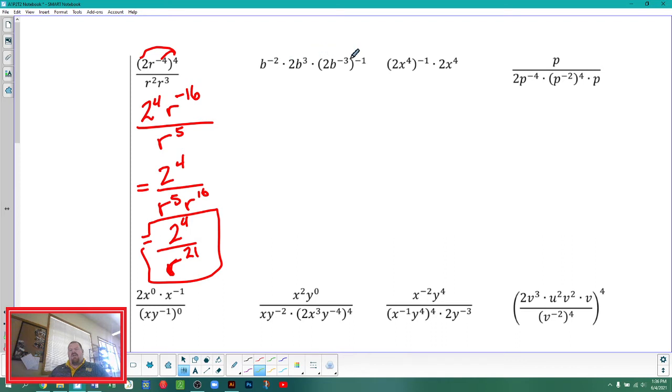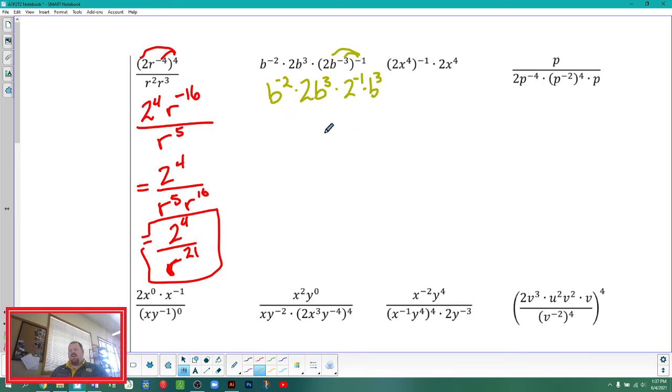This one, I'm going to do a couple things, I think, right now. I'm going to drop this whole thing. That's 2b to the negative 3 to the negative 1. No, actually, I'm going to drop that negative 1 in and do it that way. So I have b to the negative 2, 2b to the 3rd, times 2 to the negative 1st. B to the negative 3 times negative 1 is going to be b to the positive 3rd.